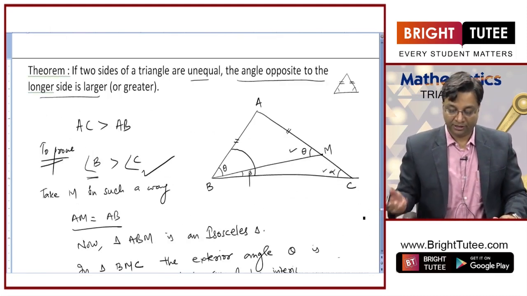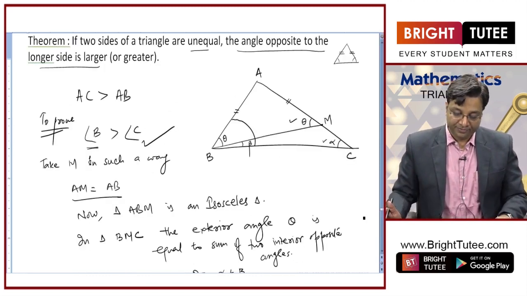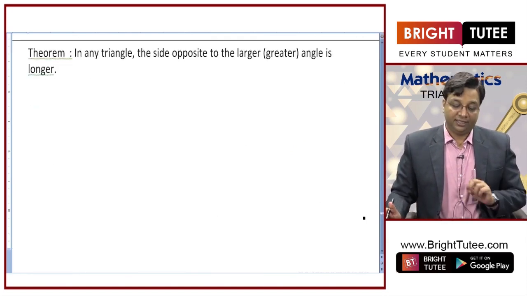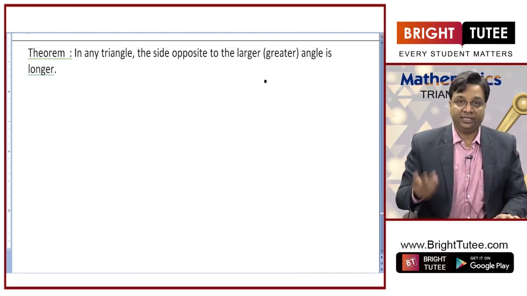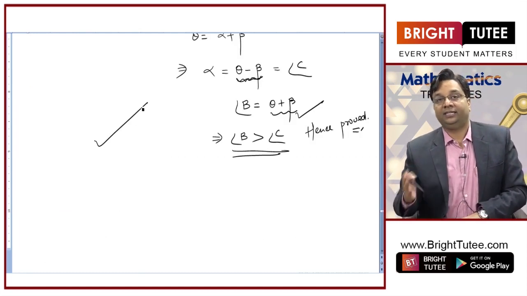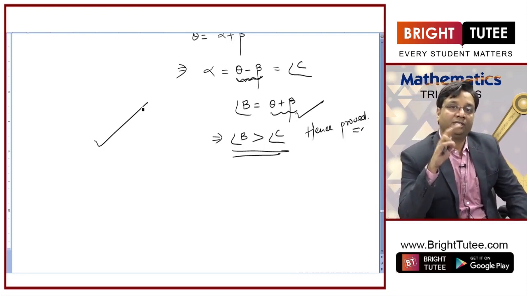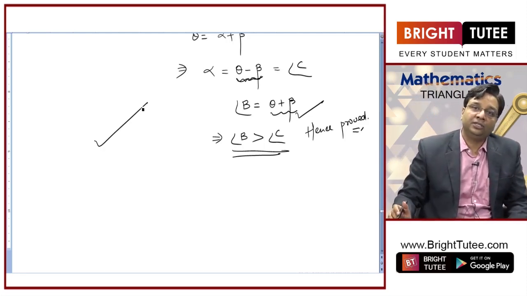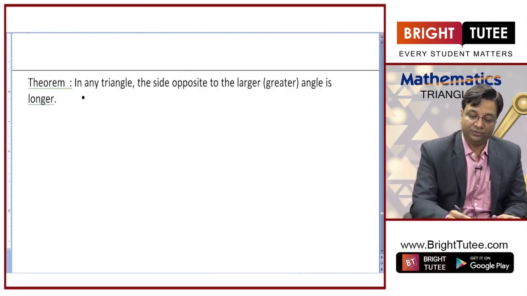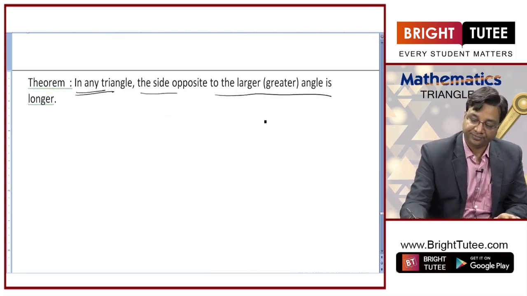Alright, so this is how you can see that the angle opposite to the longer side is larger, right? And in any triangle, the side opposite to the larger angle is longer. Now we know this theorem, that the angle opposite to the greater side is greater. So now we know two things basically: that the angles opposite to equal sides are equal and the angle opposite to the greater side is larger. Based on these two facts we will prove this one: in any triangle, the side opposite to the larger angle is larger.